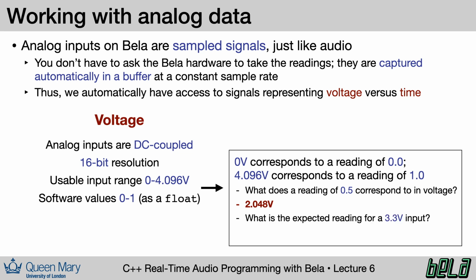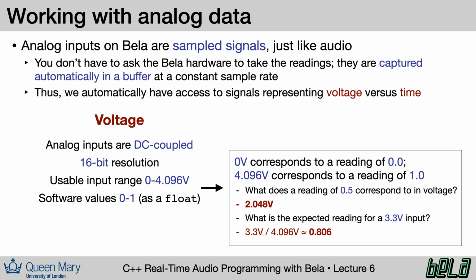Turning it around, if we put 3.3 volts into an analog input, how would we find the expected value of the reading? Well, again, we know that 1.0 corresponds to 4.096 volts, therefore, our reading would be 3.3 divided by 4.096, which is a value of around 0.8.